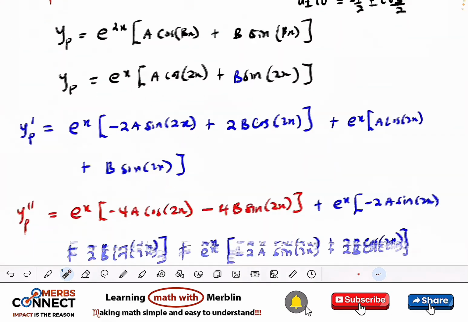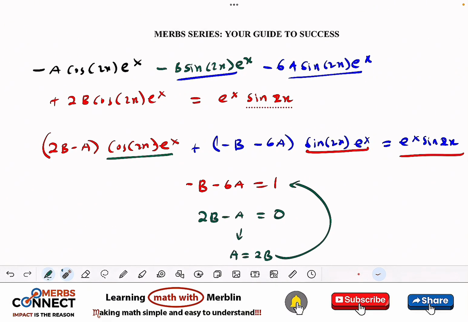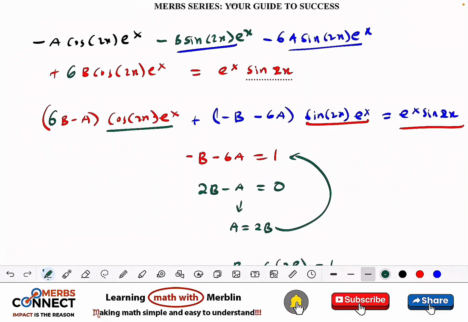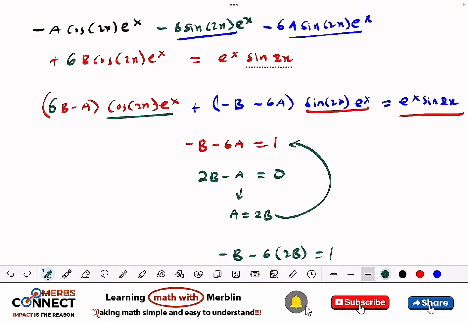Let me check the b. This one was 2, 2 here, 2 here, and 2 here. So this one's supposed to be 6. Apologies. So this one is going to be 6. So please, when you are doing it, pay attention, because a small mistake changes everything. So this one should be 6. Good.